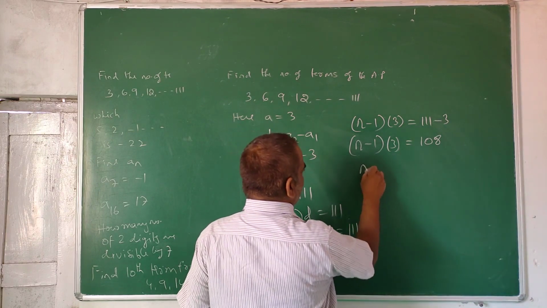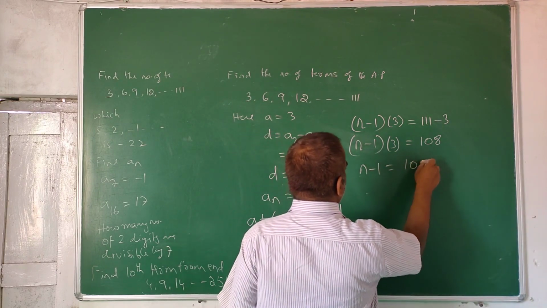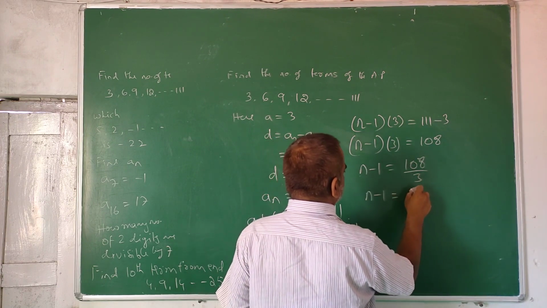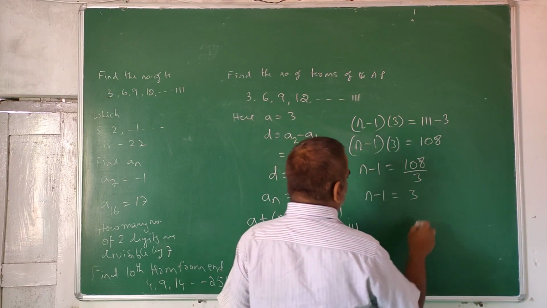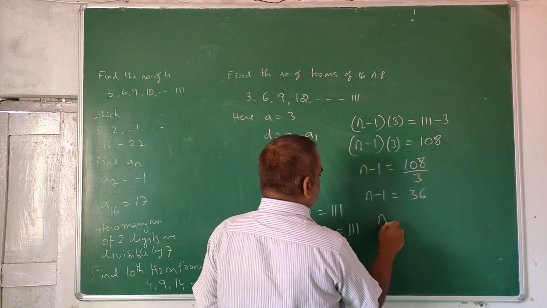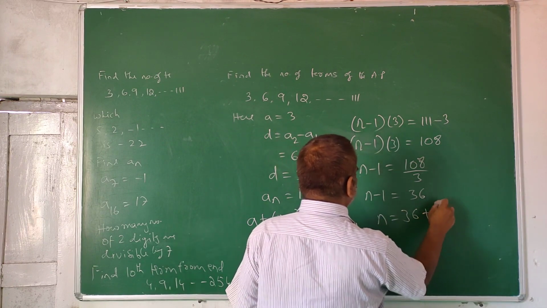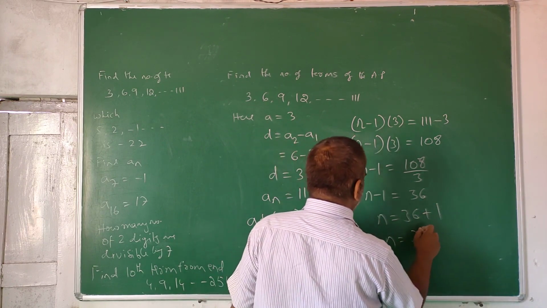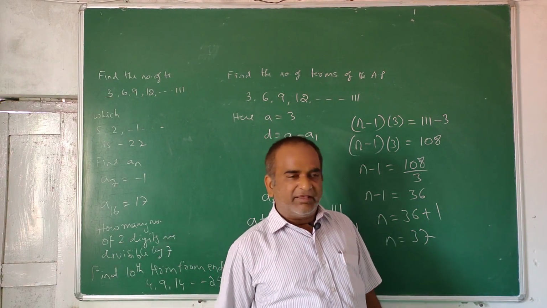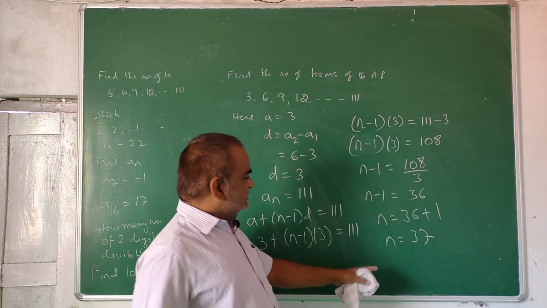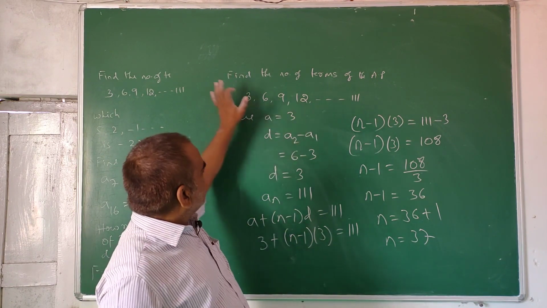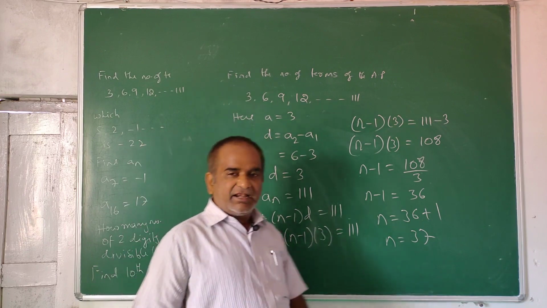Then N minus 1 is equal to 108 by 3. So N minus 1 is equal to 36, since 3 6s are 108. Then N is equal to 36 plus 1. So N is equal to 37. So you got N is equal to 37. Therefore the 37th term would be 111 in this arithmetic progression. Understood?